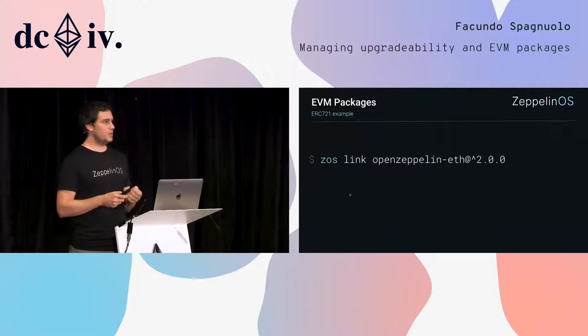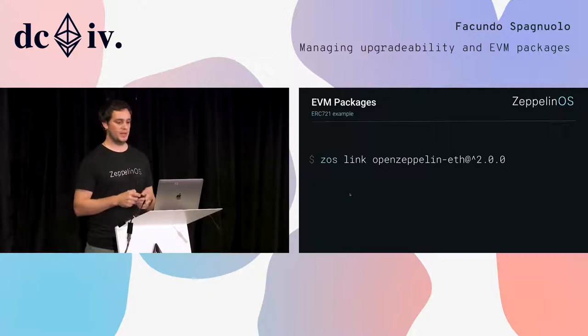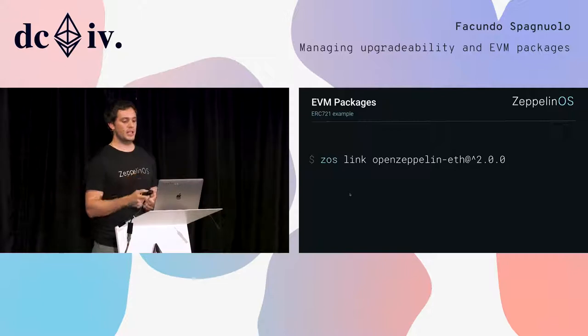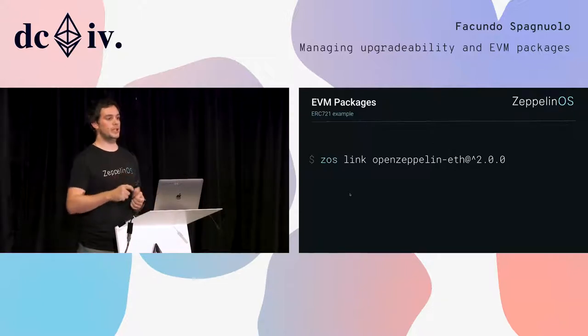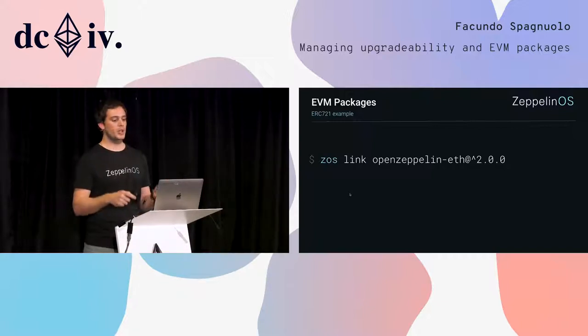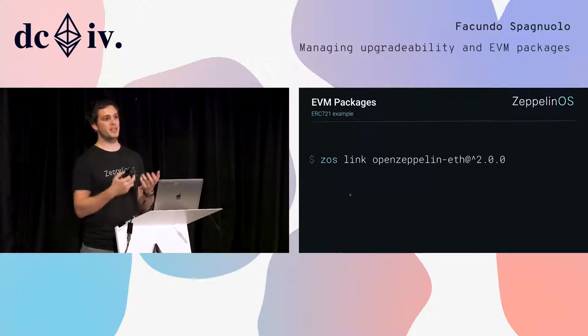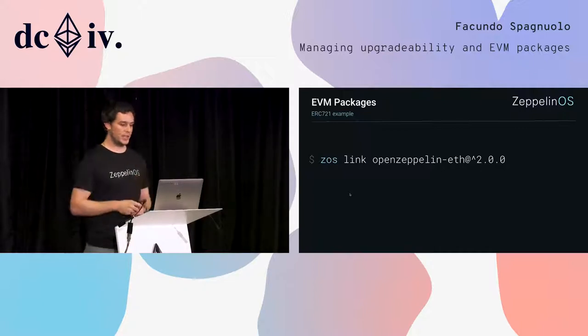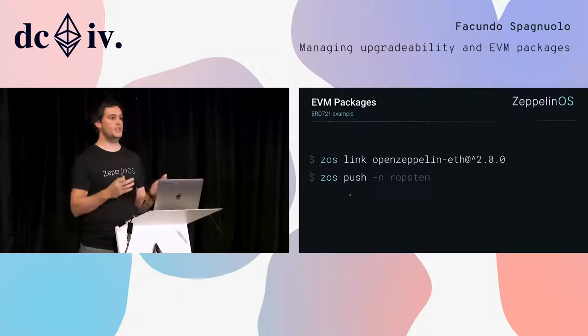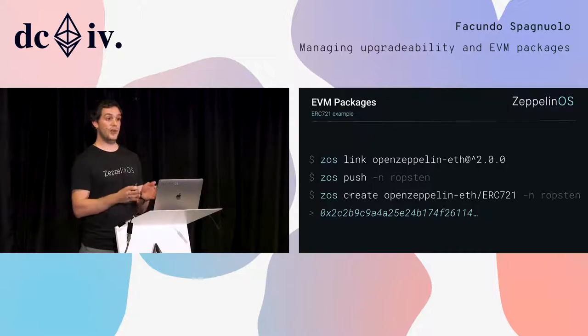The first thing we should do, and here is where we get to the new part, is the link command, which will allow you to link to any other EVM package that is already deployed on-chain. In this case, we're linking our project to the OpenZeppelin ETH EVM package, which is the EVM package that the OpenZeppelin team has provided on-chain. We're linking to the 2.0 version. And as we did before, we just need to push those changes to the network. And finally, we can run the create command.